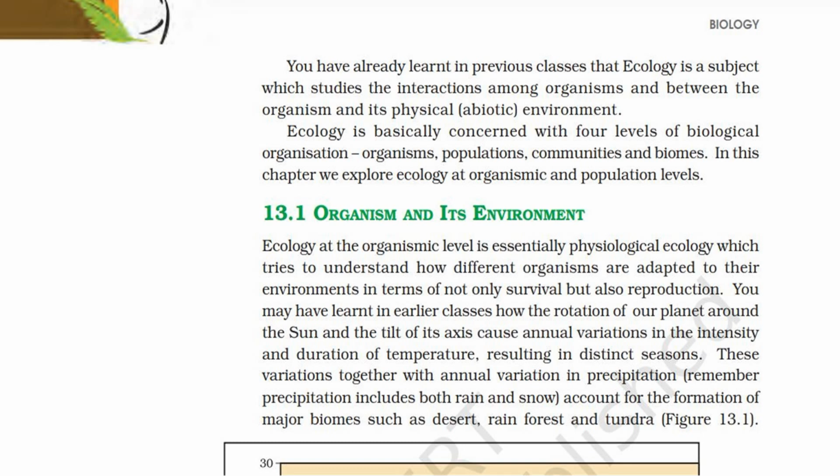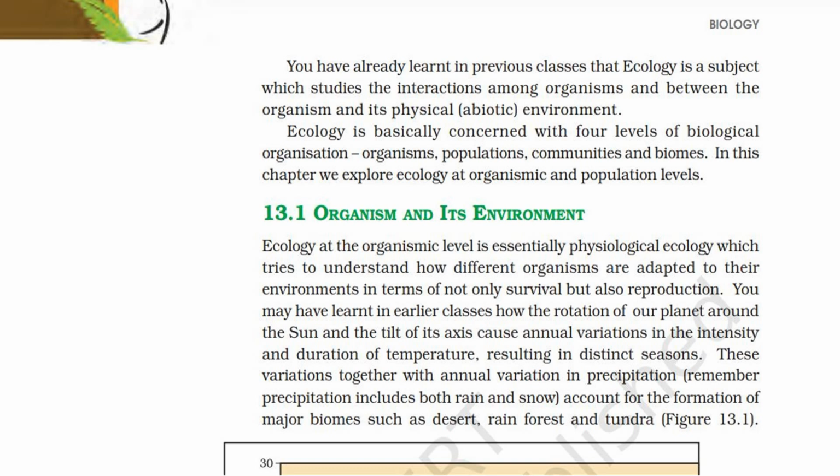Organism and its environment. Ecology at the organismic level is essentially physiological ecology, which tries to understand how different organisms are adapted to their environments in terms of not only survival but also reproduction. You may have learnt in earlier classes how the rotation of our planet around the sun and the tilt of its axis cause annual variations in the intensity and duration of temperature, resulting in distinct seasons.